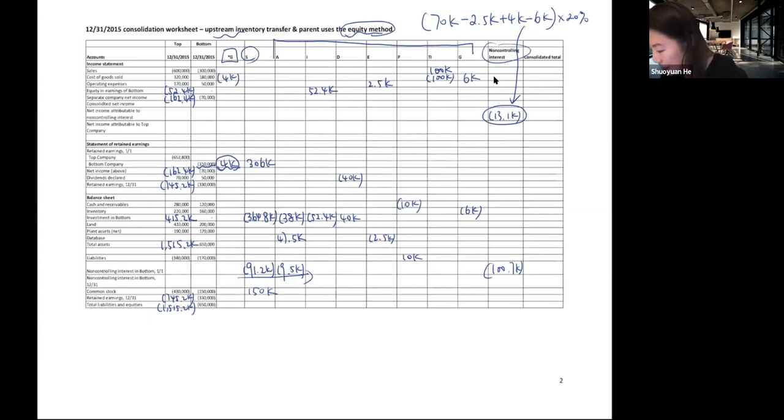And your dividend is 10,000. So your ending non-controlling interest is 103.8 thousand. And then for the last column, we just do what we did before. I'm just going to write it here. And if you have any questions, feel free to ask me.